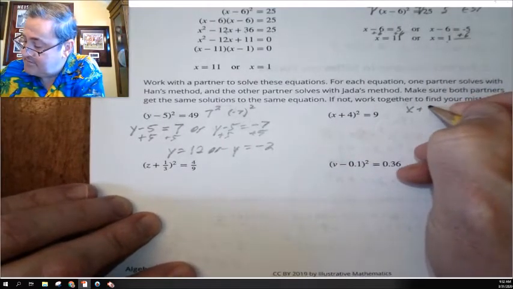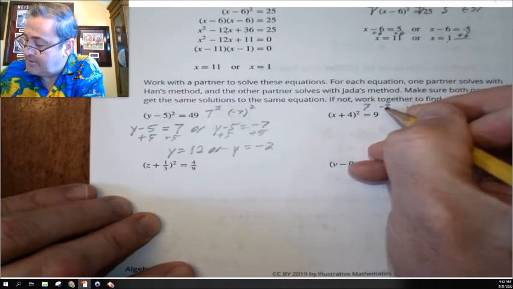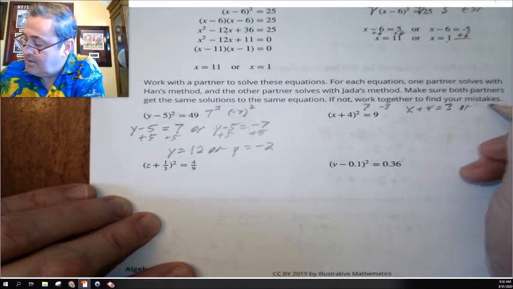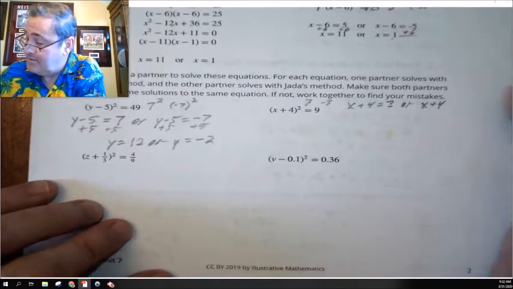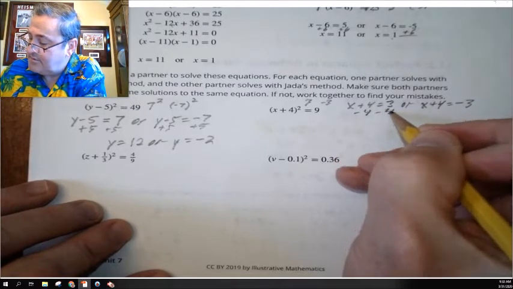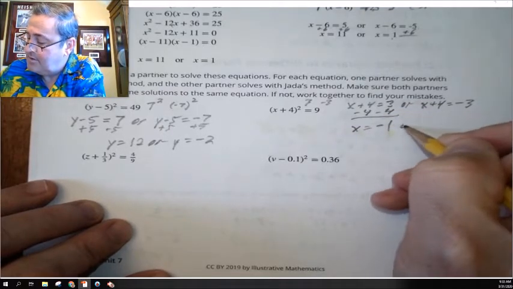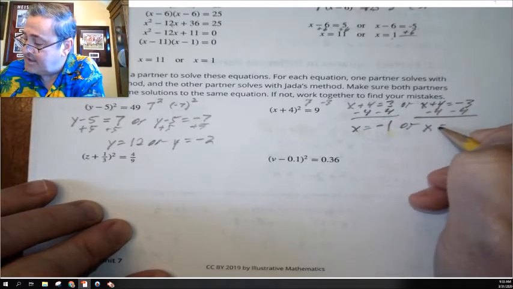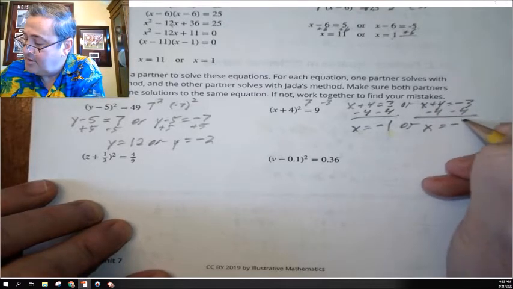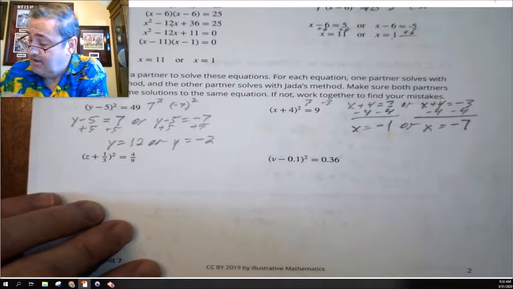X plus 4 equals 9 is either 3 or negative 3, right? So that would equal 3, or x plus 4 would equal negative 3. So we'd have to subtract 4. So x equals 3 minus 4, negative 1, or x equals negative 3 minus 4 more. So x either equals negative 1 or negative 7. That's the two solutions for that equation.